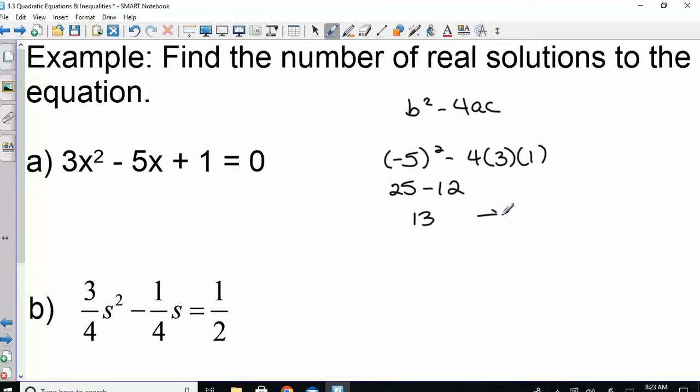So how many solutions do we get? 2 real. Would they be rational or irrational?